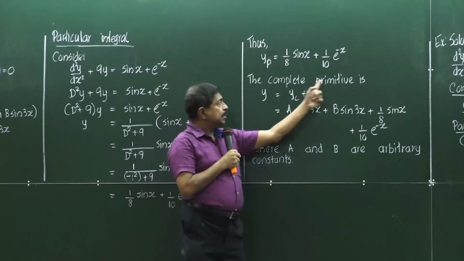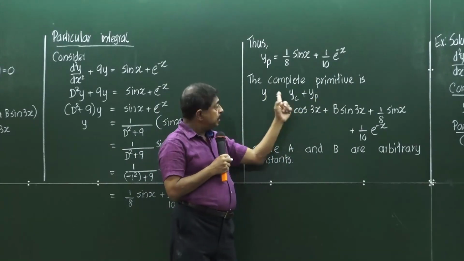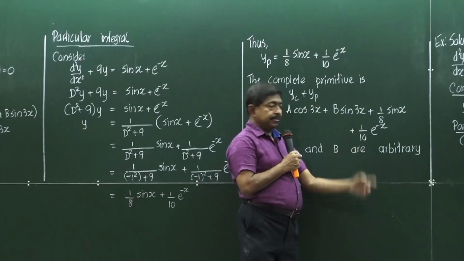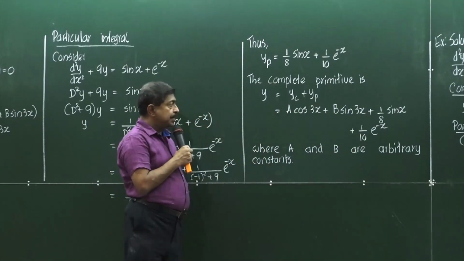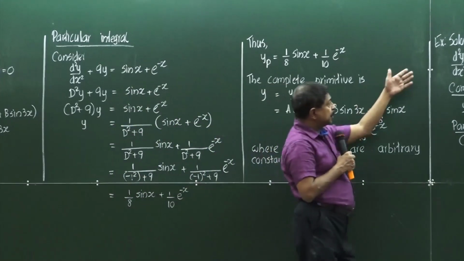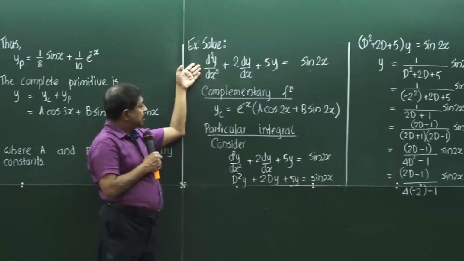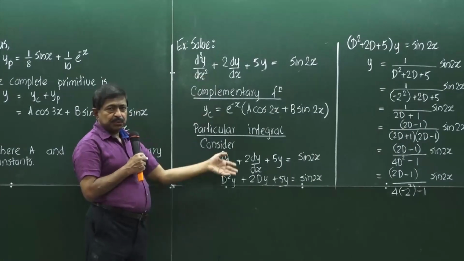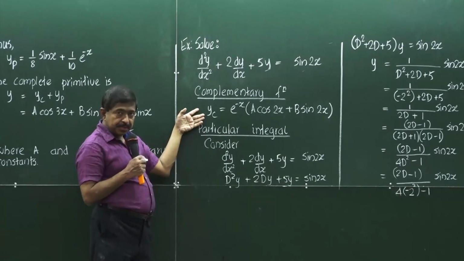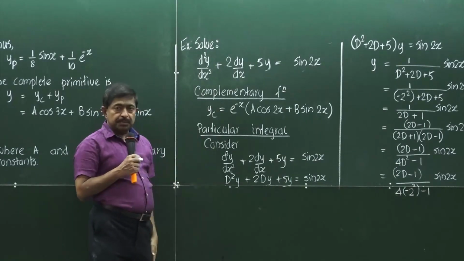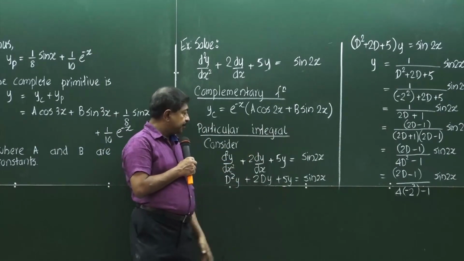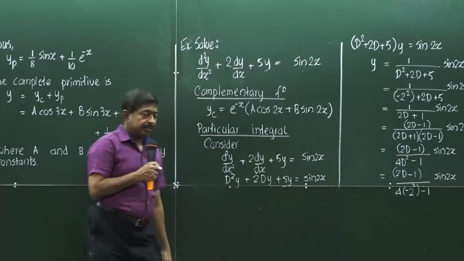Now you can write the complete primitive or general solution as the sum of these two. This is the complementary, this is the particular, where a and b are arbitrary constants. So it's not that difficult. Now if you move to the next one, again, you don't have to go through this because we have been going through this over and over again in the previous chapter. Therefore, I'll just write the complementary solution. You know how to get it. Then the particular integral: you consider the full equation.